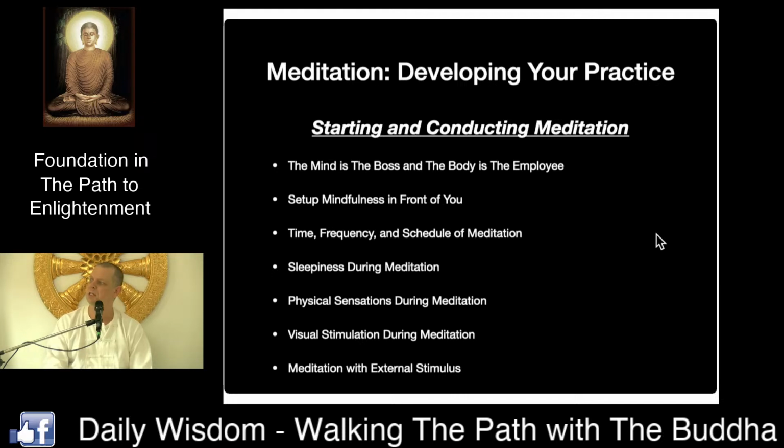One of the first things to keep in mind when it comes to training your mind is that the mind is the boss, the body is the employee. What I mean by this is the mind is the one that's making all the decisions. The body is just following along with whatever's going on in the mind. But in order to get to the mind and train the mind, you've got to go through the employees. You can't just walk into the boss's office. You're going to have to go through the employees in order to get to the boss.